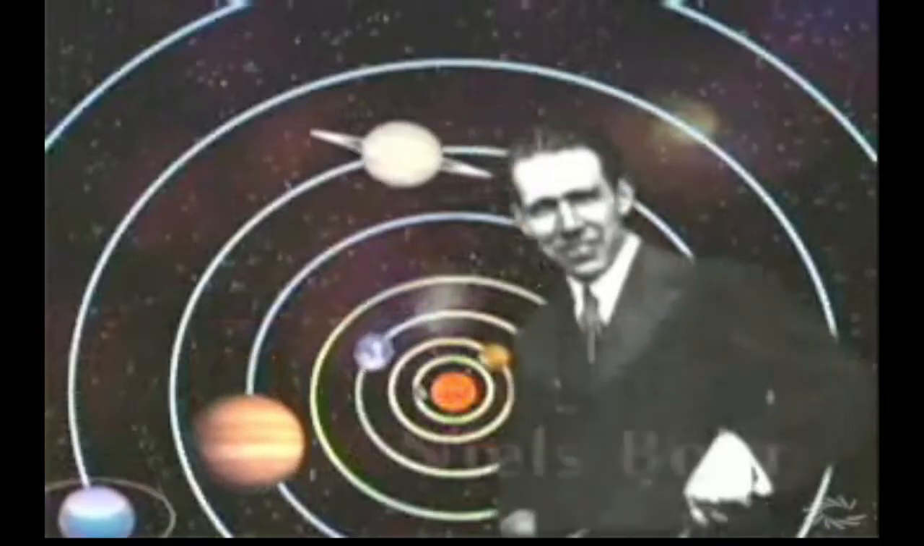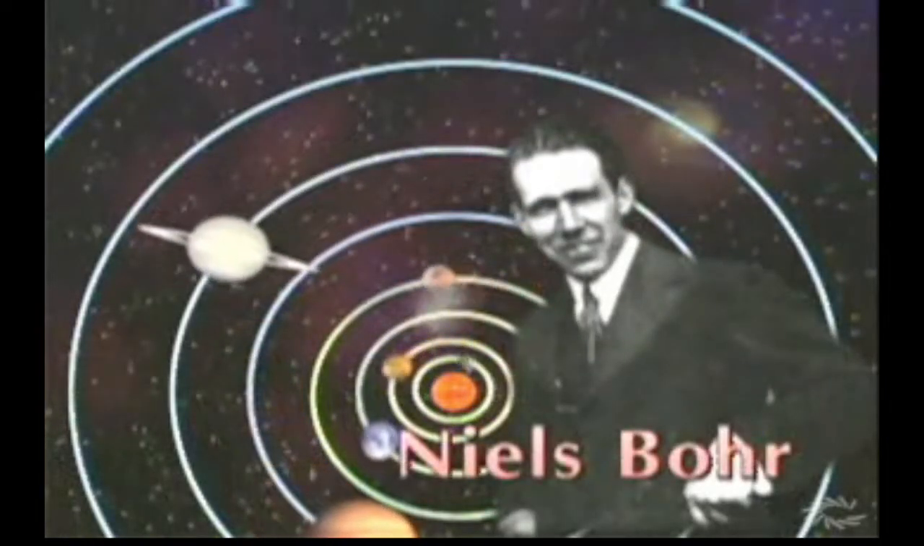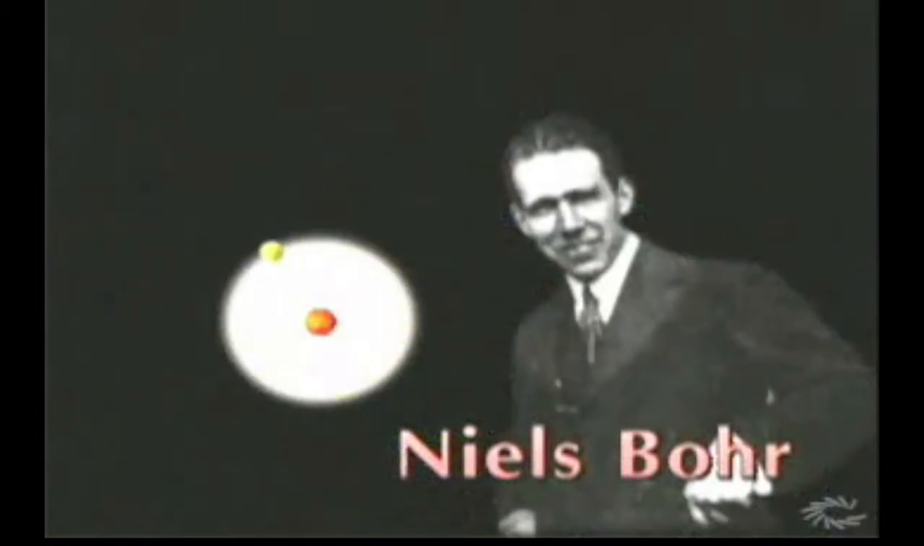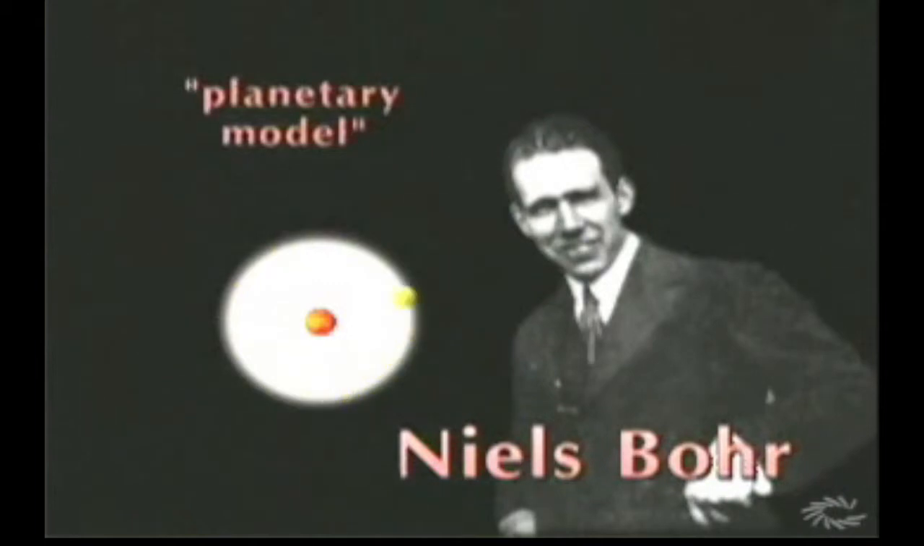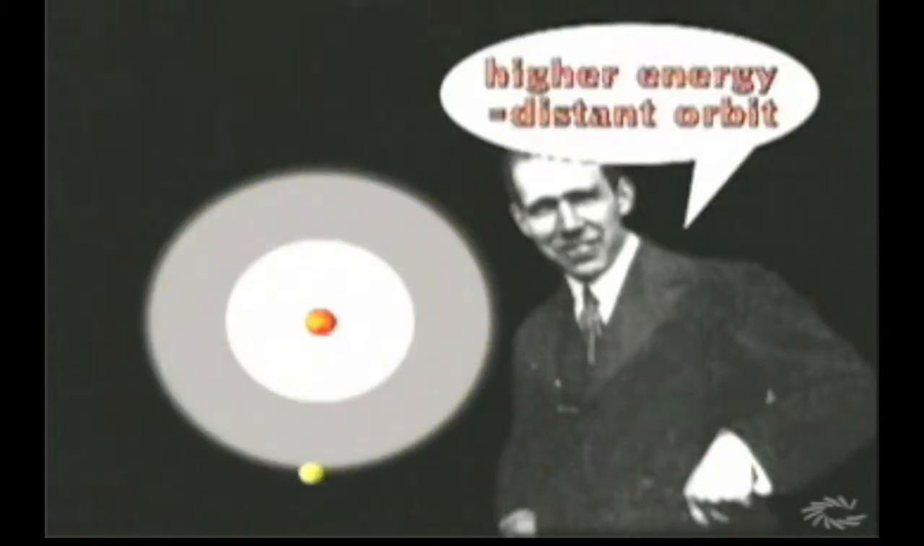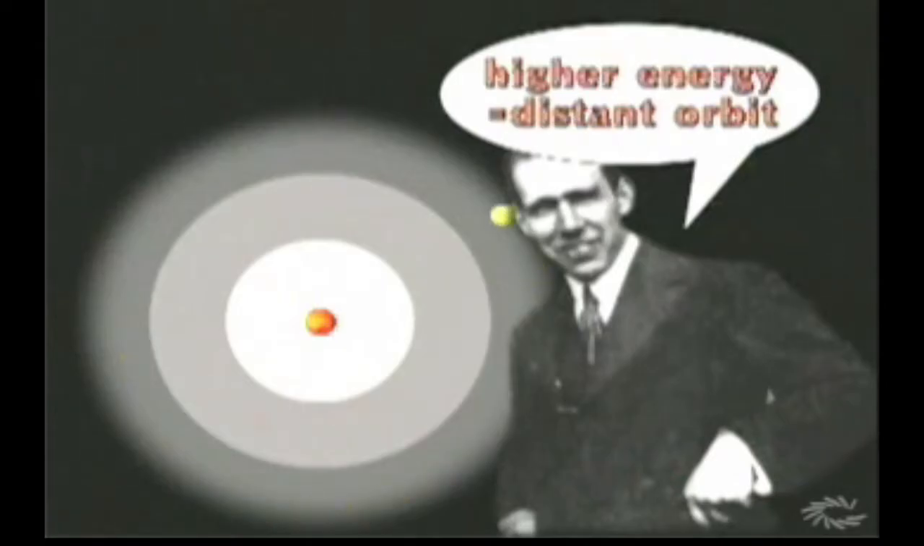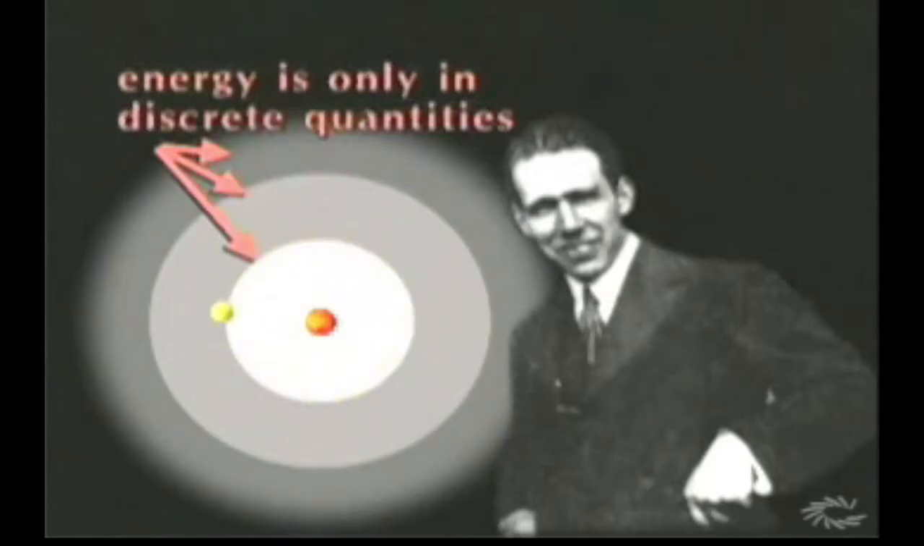Niels Bohr, a Danish physicist, visualized atoms much like our solar system, with the nucleus like a sun and the electrons orbiting it like planets. This is called the planetary model. He then applied Planck's idea of quanta to the behavior of the electrons surrounding the nucleus. He suggested that electrons' orbits depended on their amounts of energy. When an electron absorbs energy, it jumps from an orbit close to the nucleus to one further away. When an electron moves closer to the nucleus, it emits energy. In both cases, the energy is only in discrete quantities.